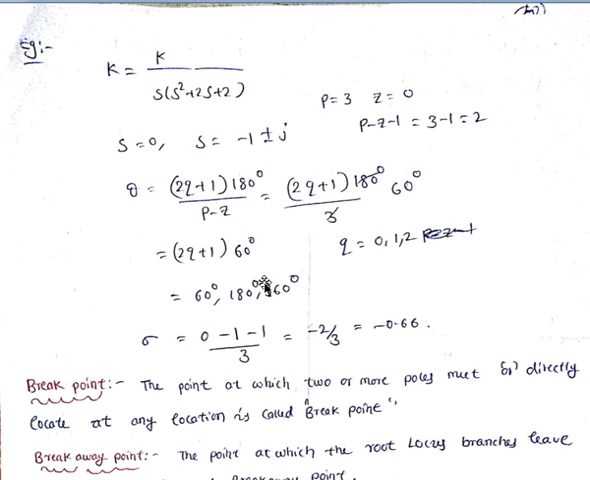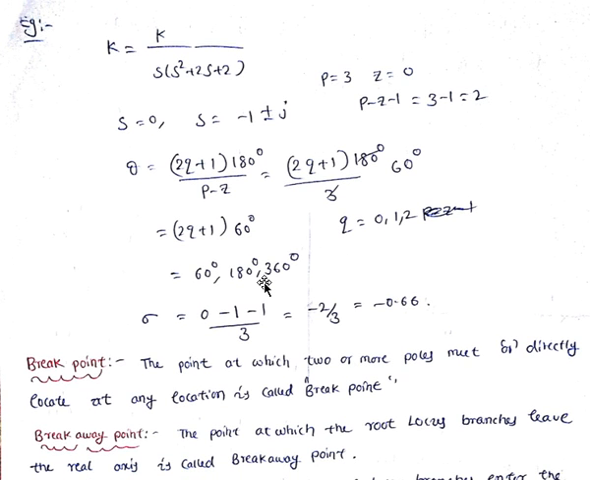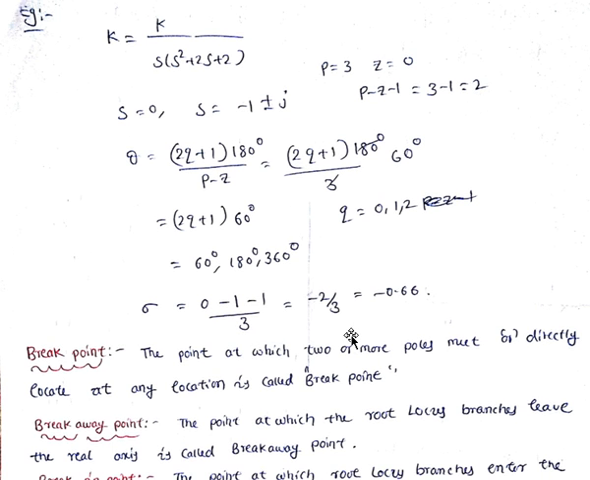Now coming to the centroid. Centroid is the intersection of the angle of asymptotes. Here sigma is the sum of real parts of poles minus the sum of real parts of zeros. Here zeros are not there. How many poles? Only 3 poles: 0, minus 1 plus j, and minus 1 minus j. Here we have to take real parts only. So 0 minus 1 minus 1 by 3. That is the centroid.